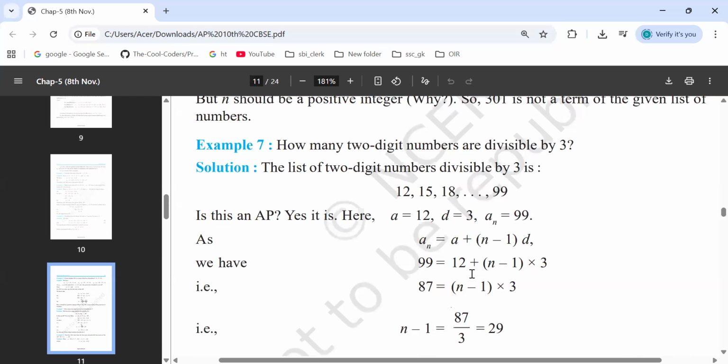Now let's do example 7. I hope you guys are with me and understanding whatever I'm trying to teach you. I hope I am explaining the concept in a very firm and nice manner.